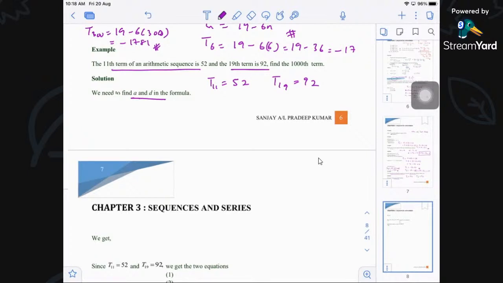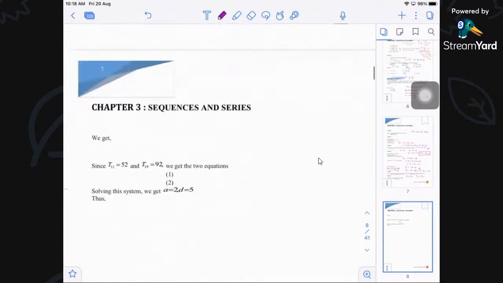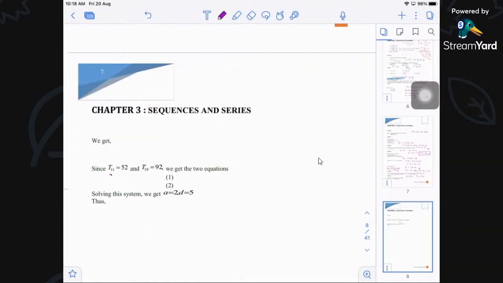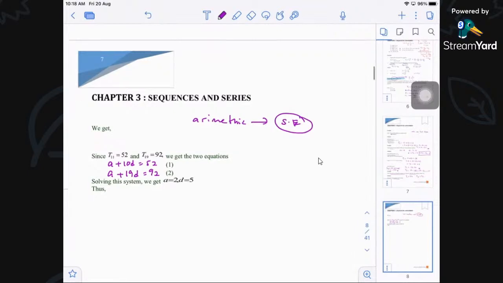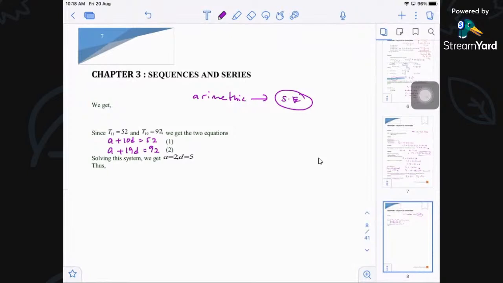Okay, now this is an arithmetic sequence. So since it is an arithmetic sequence, we change T11 to the arithmetic formula. If you write down T11 over here, this is going to be A plus 10D equals 52, because it's A plus (n minus 1)D. So n minus 1 is 11 minus 1, which is 10D. And then the other one will become A plus 18D, which is 92. Whenever it's arithmetic, I can tell you one thing: the trick we will use is simultaneous equations. We will always use simultaneous equations to get A and D.